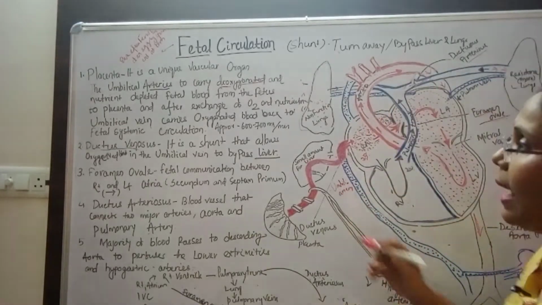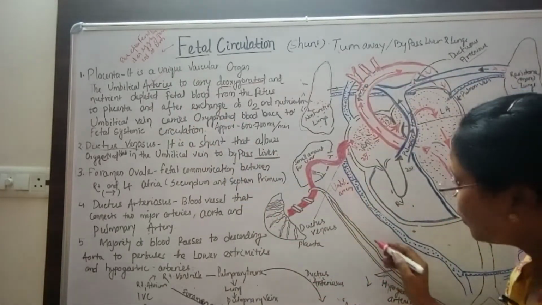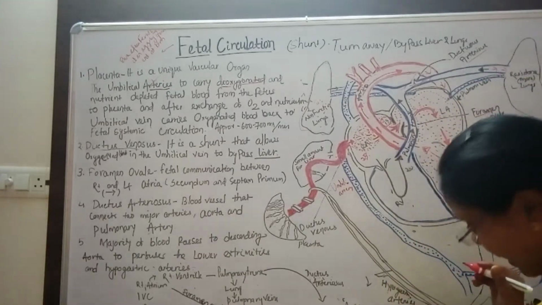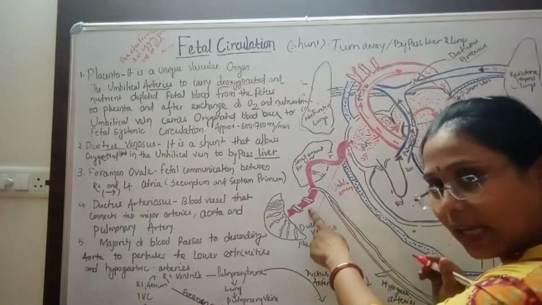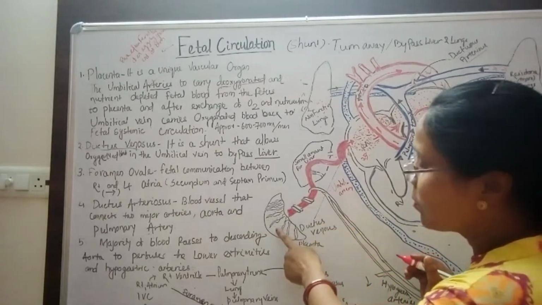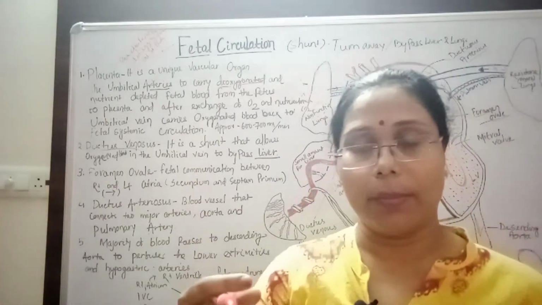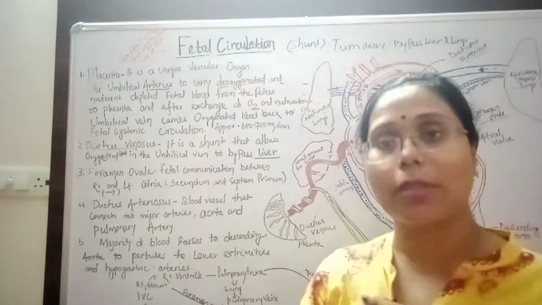As I told, there are two arteries. In the umbilical cord there are two arteries and one vein. Now the hypogastric artery merges with the umbilical artery and moves to the umbilical cord. Through this umbilical cord, it goes to the placenta for the gaseous exchange or the exchange of nutrients to be provided. Again, the same process is carried out.